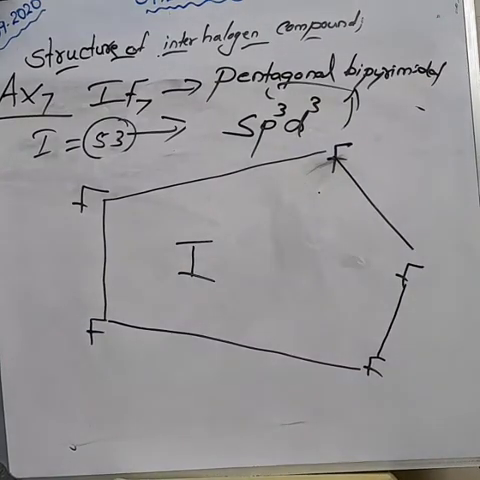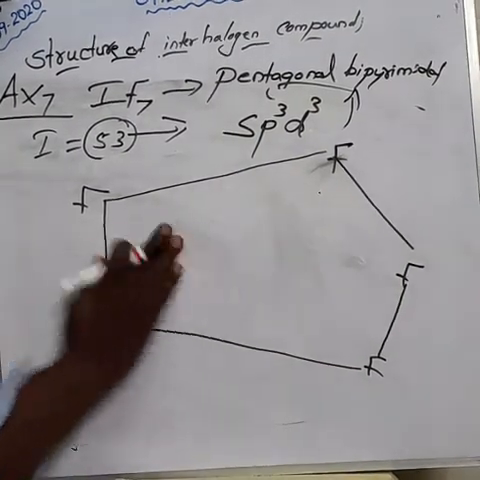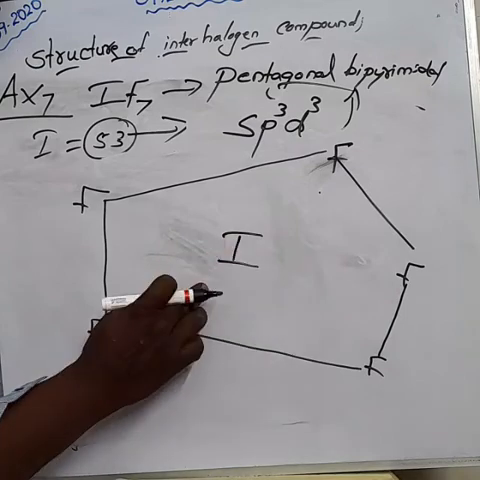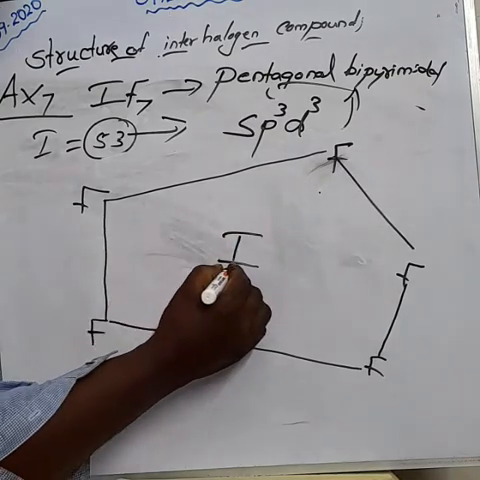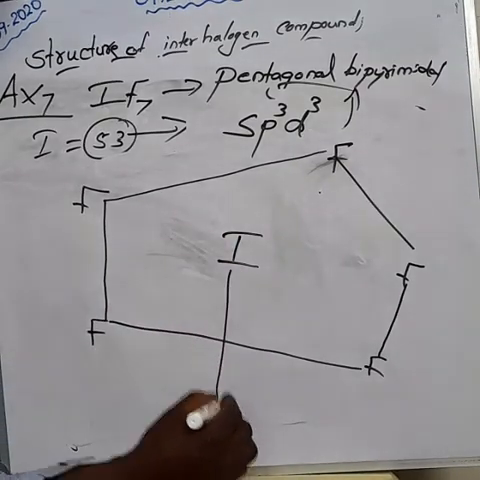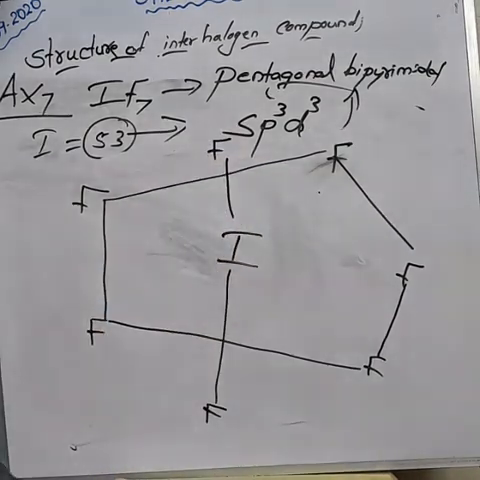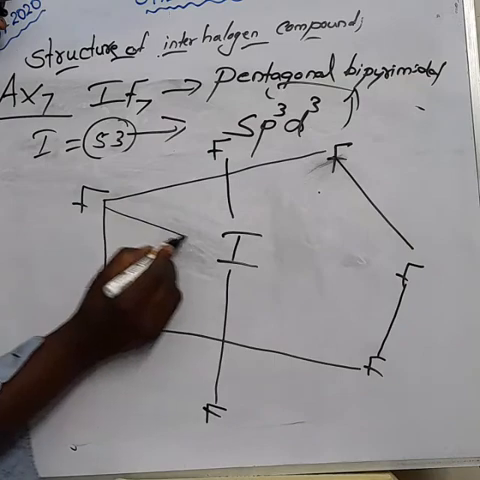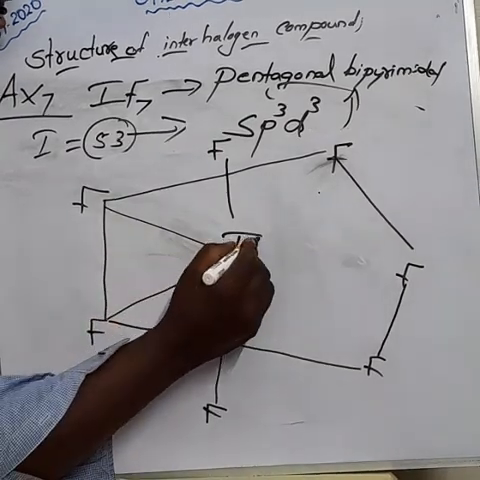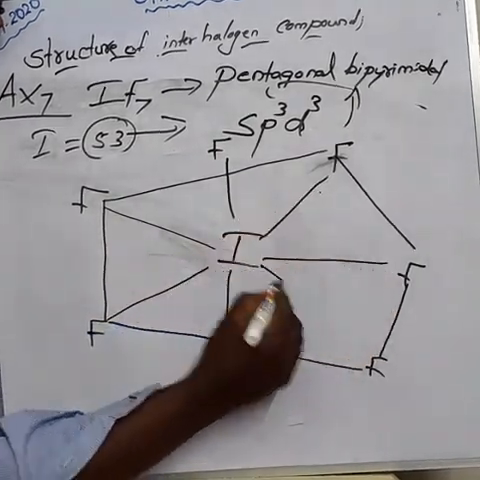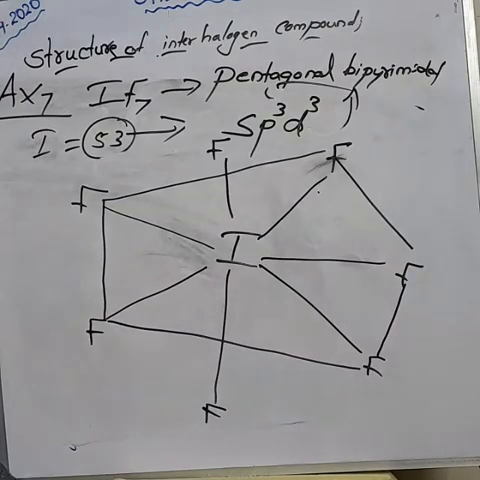Okay, pentagonal. Iodine should be at the center, and here also one of the fluorine, here also one of the fluorine. Next, join here. This is the shape of pentagonal bipyramidal.